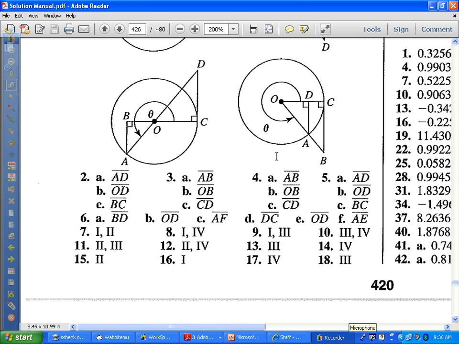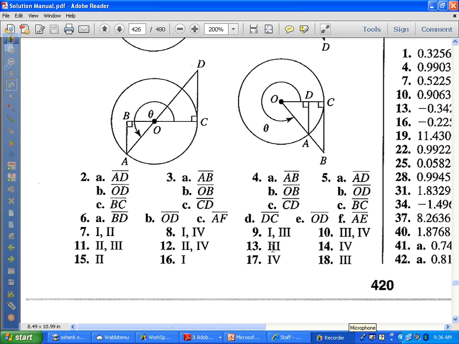So again, All Students Take Calculus tells us where the trig functions are positive in which quadrant. We had 7 through 29 odds. For 7, 9, and 11, there were going to be 2 quadrants, and in the next section we could narrow it down to 1. So 7 has to be 1 and 2. 9 is 1 and 3. 11 is 2 and 3.